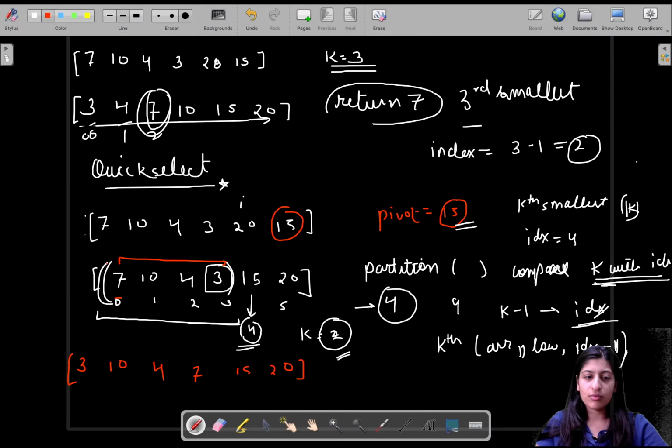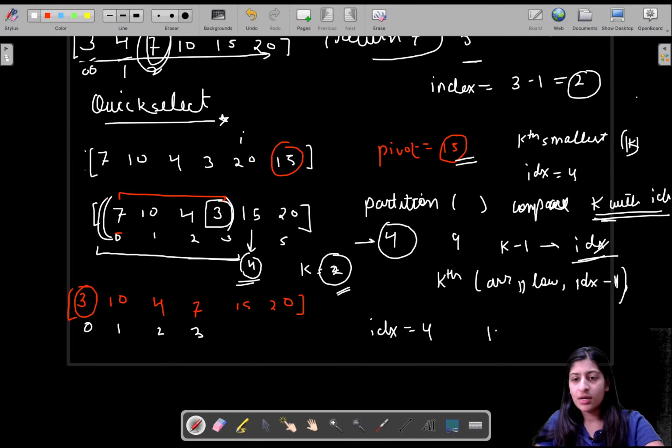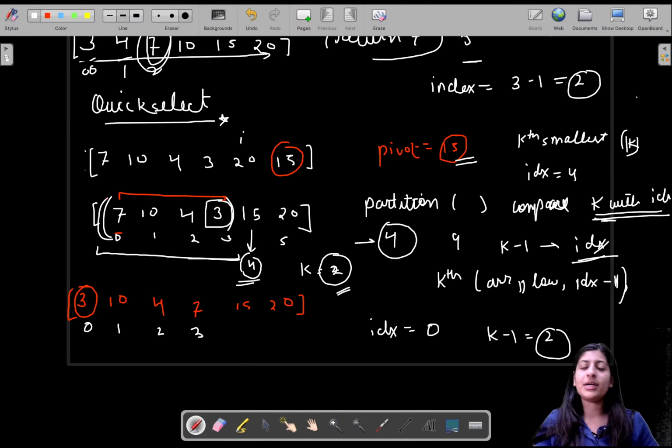Now your window size was what? Your window size was this, and from here you got your pivot element at which position? You got it at 0th index, right? So 1, 2, 3. Now you got your idx as 0. Compare it with your k minus 1. K minus 1 is 2. Now, sorry, idx is 0. Why? This is the position where your pivot element is now present. So partition will return you this index. So since your idx is 0, 0 will be compared with 2. 2 is greater than 0.